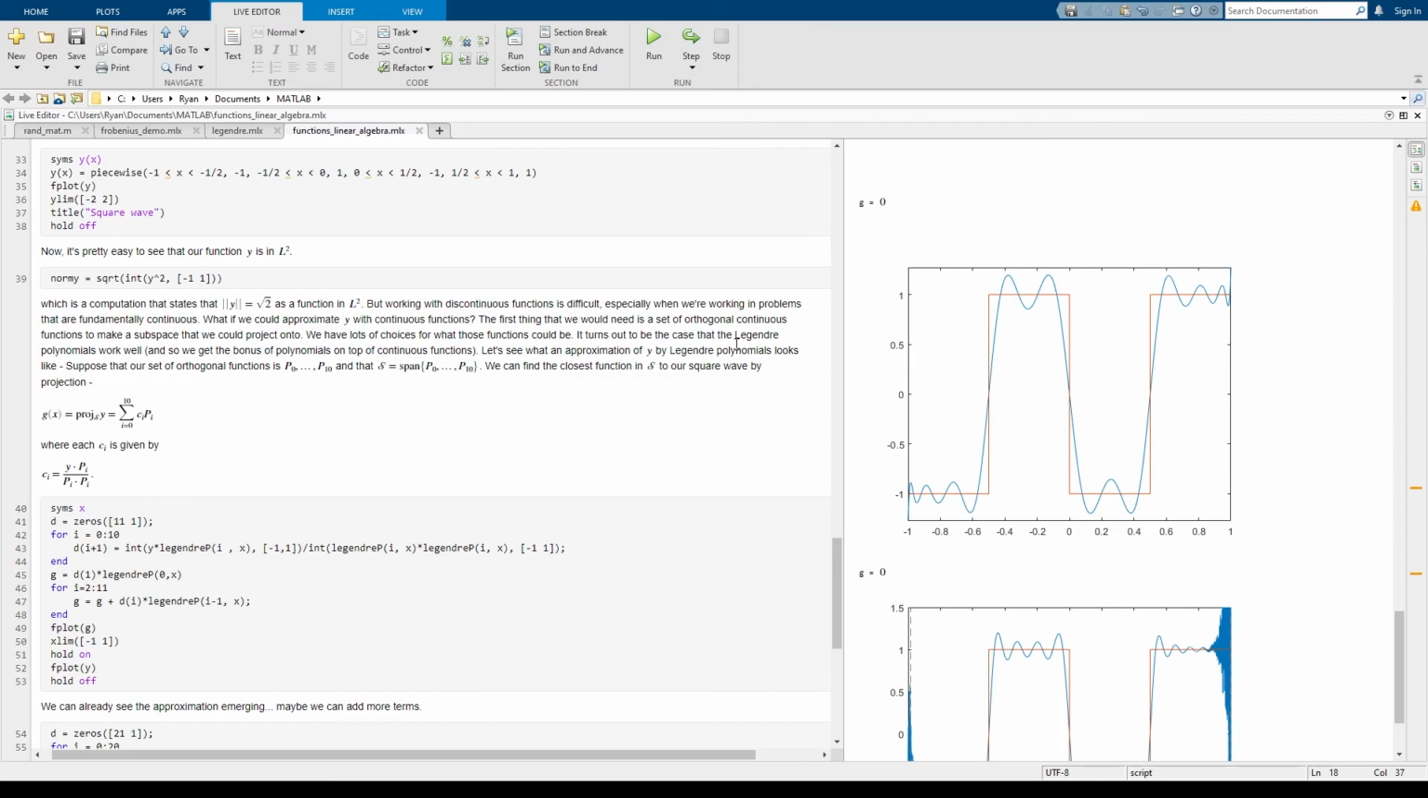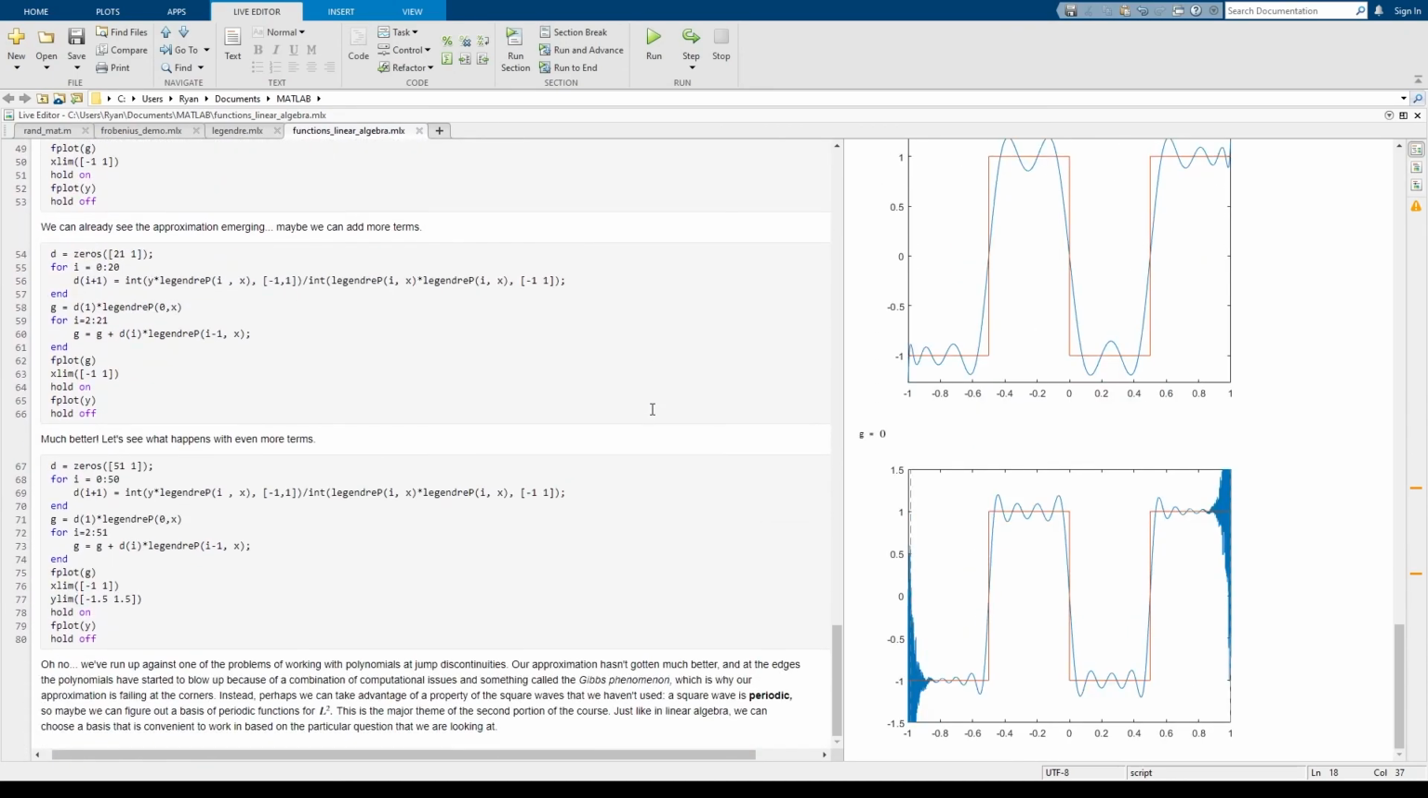So maybe if I want a really sharp estimate, I could just let my subspace I'm projecting onto be, I don't know, 100 polynomials, or even 20 of them. Well, look what happens if we go too far.